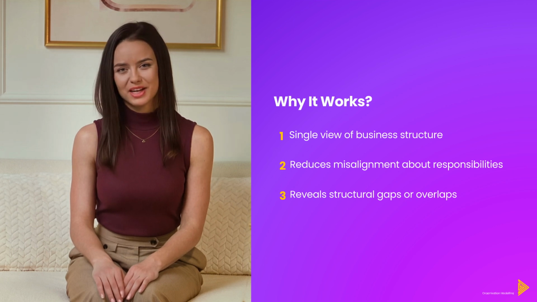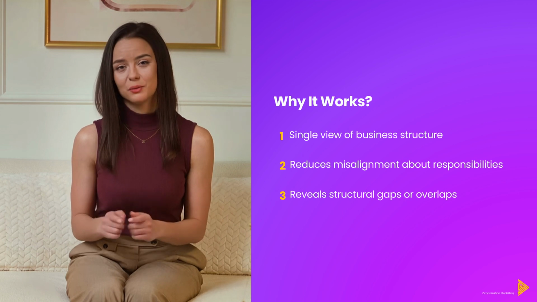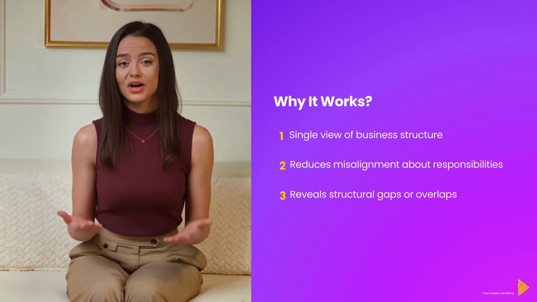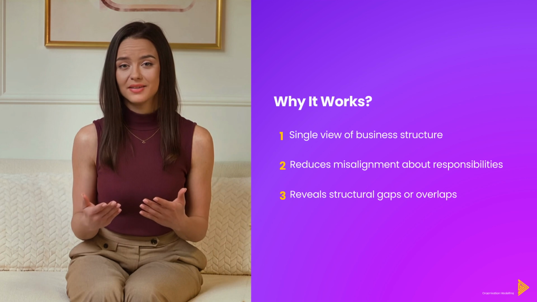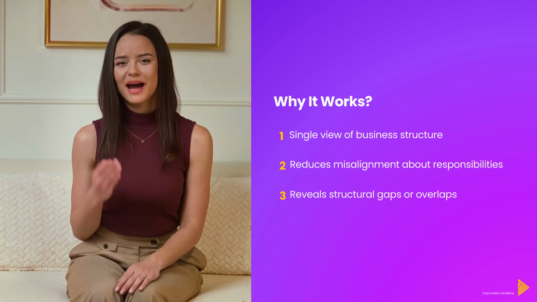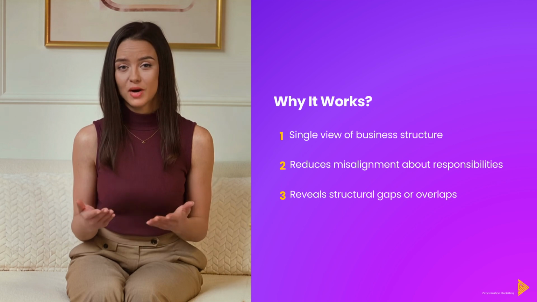What makes organization modeling such an effective technique? It gives a single view of structure across the business. Instead of scattered org charts and outdated documents, you get one consolidated view the whole project can rely on. It reduces misalignment around responsibilities. When everyone sees the same structure, there's far less debate about who owns processes, decisions, or outcomes.